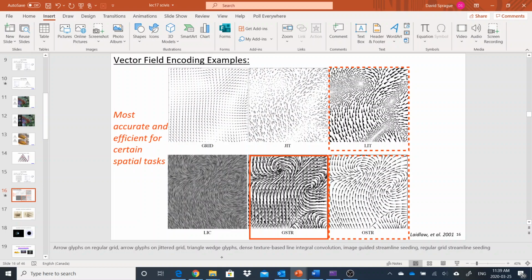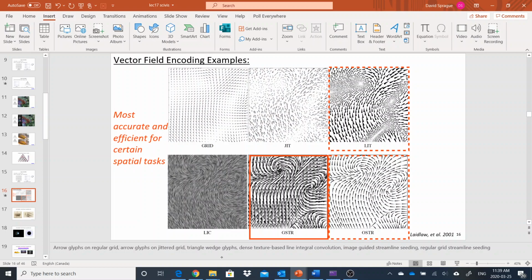Image guided streamline seeding. So the image itself is guiding how the lines are working and how they're streamlined, and then regular grid streamline seeding. So this is where the interval at which the arrows are drawn is on a regular grid versus guided by the image itself.